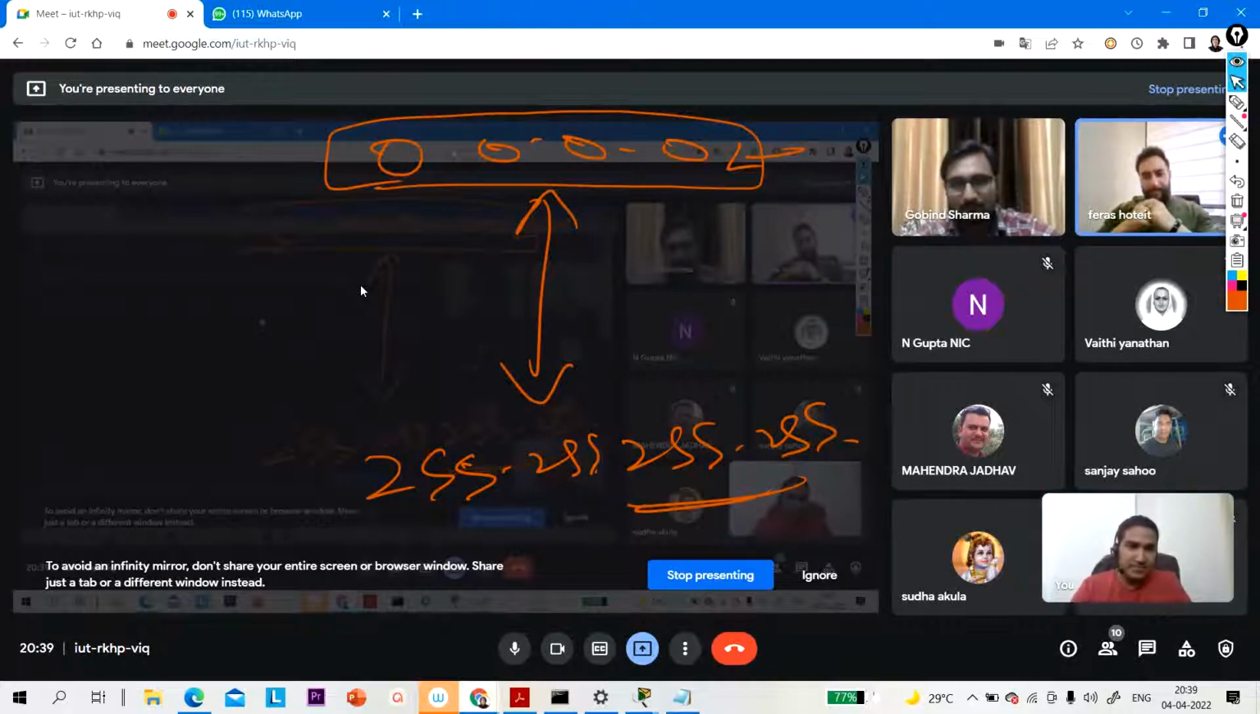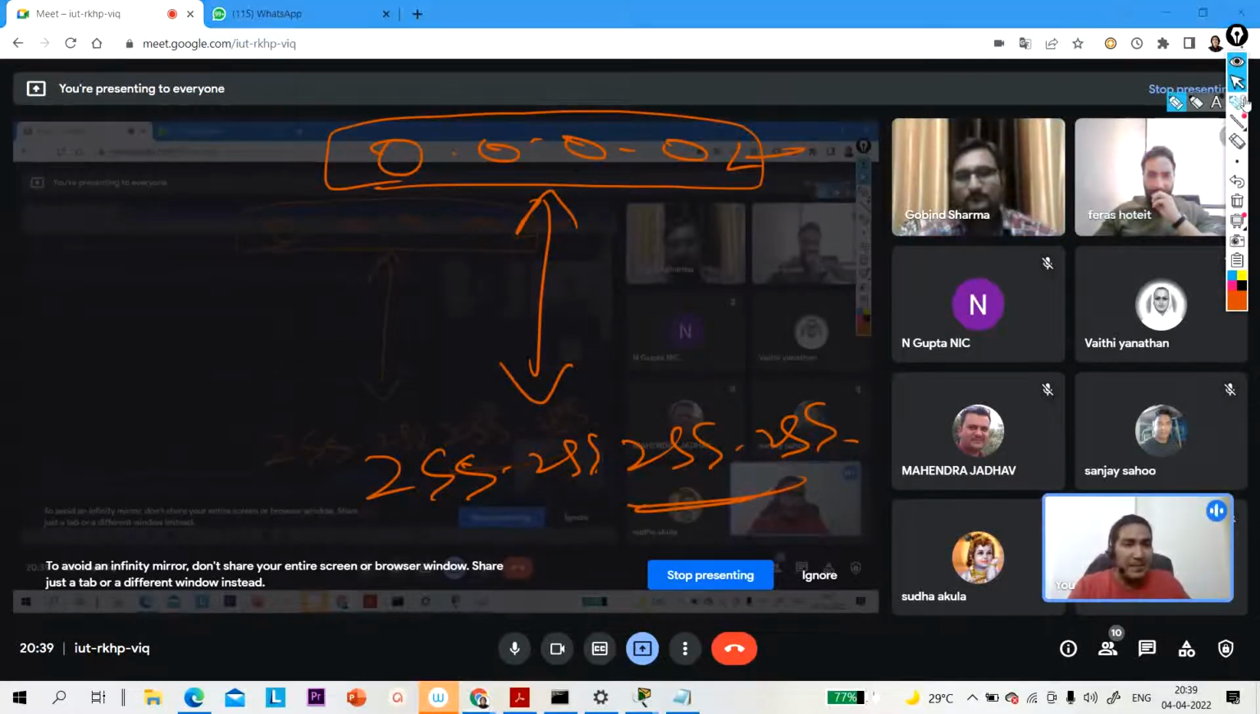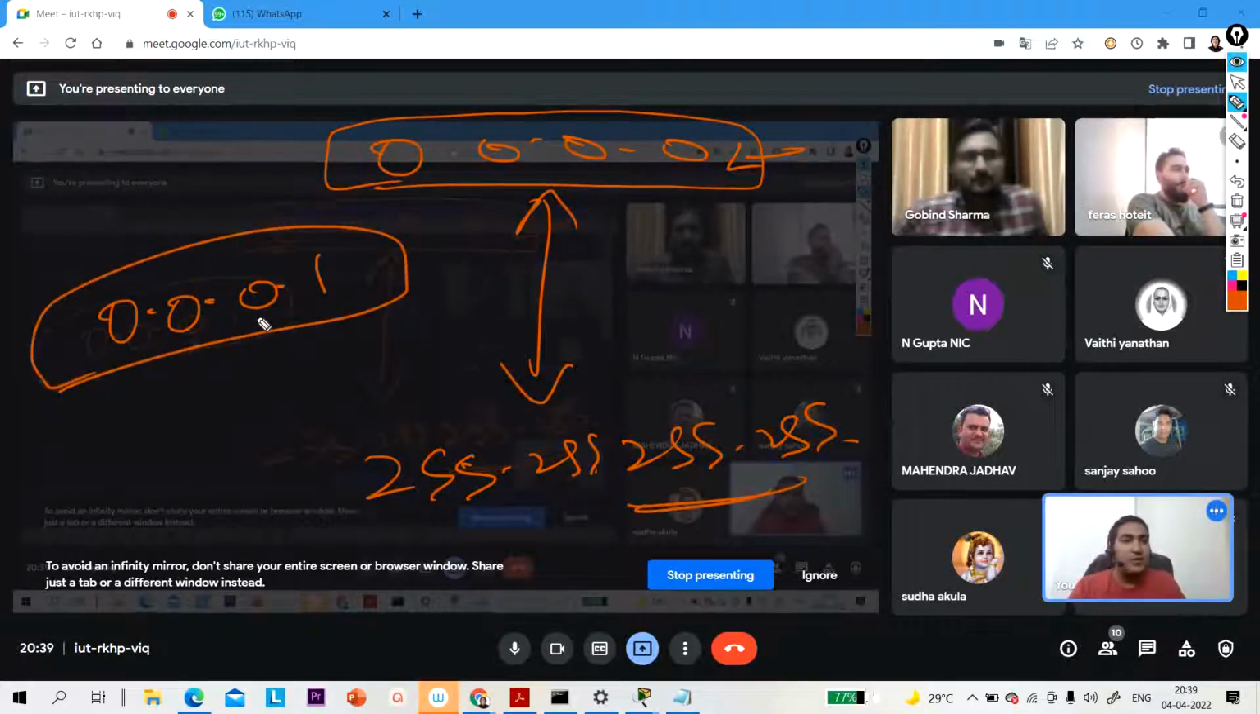Yes, definitely. We are not allowed to use this IP address. Actually, the network ID tells us where your network is starting, right? So 0.0.0.1 is also not a usable IP address, right? This one is also reserved. So all IP addresses starting from 0 are reserved.